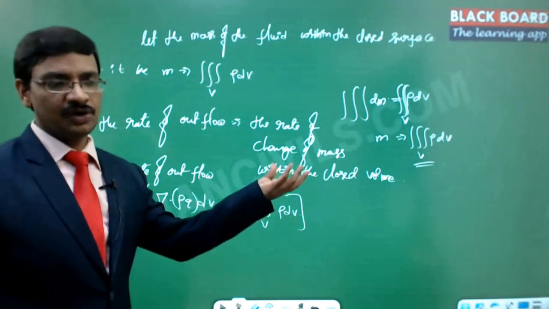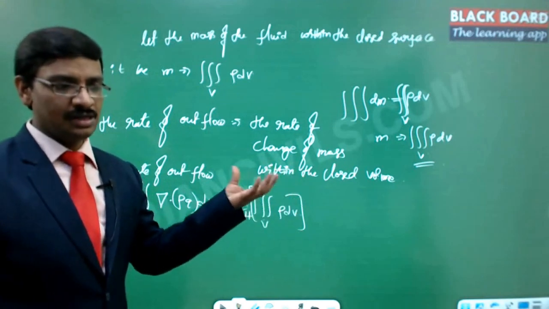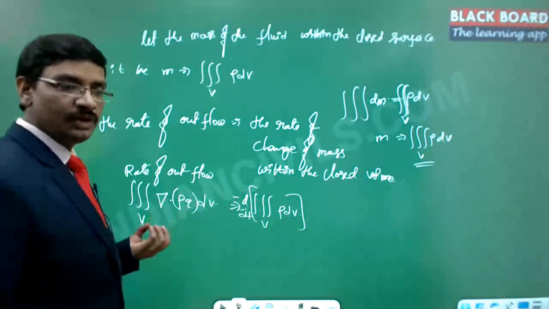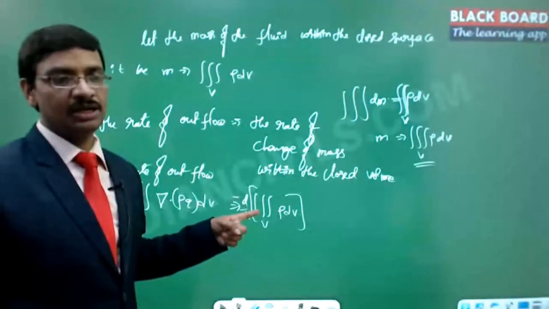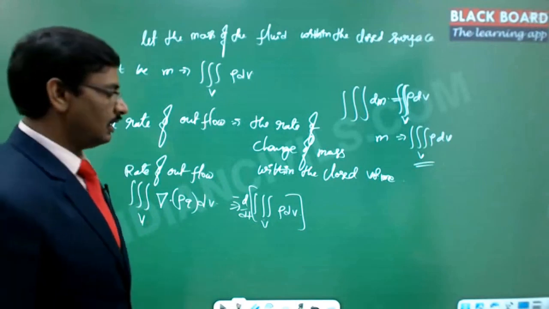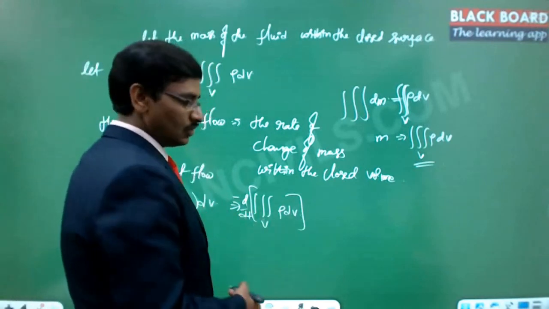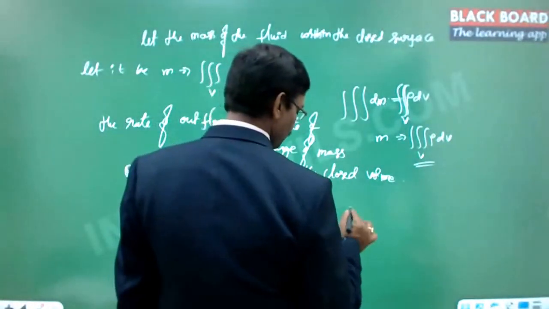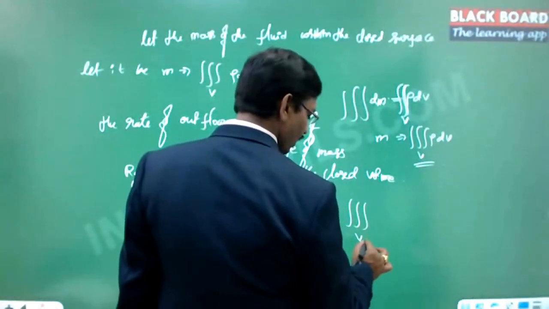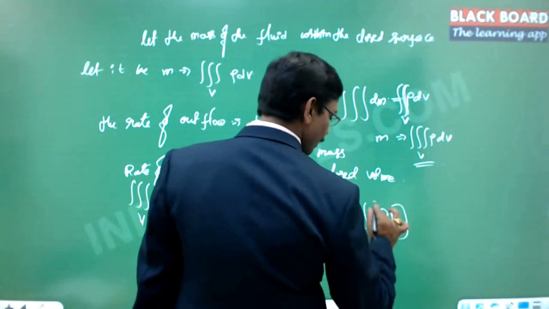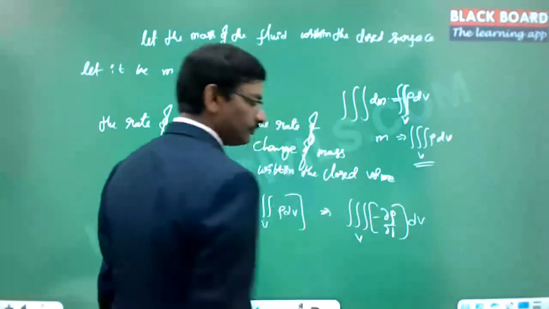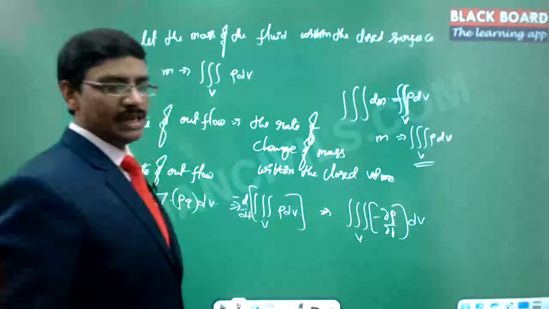So the rate of increase within this particular closed surface is exactly equal to the amount of fluid that is passing out. The rate is going to be a negative rate. Negative rate means it is actually reducing. Now this d by dt, if you take it inside, then this is going to be the triple integral over the volume of minus dou rho by dou t of dv.